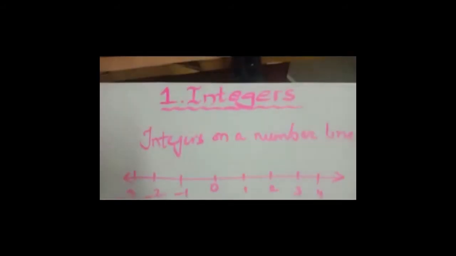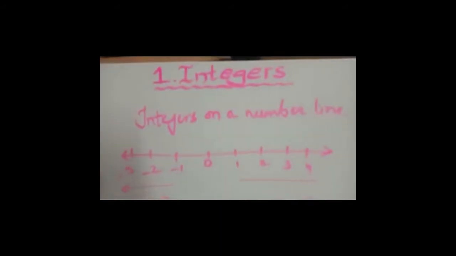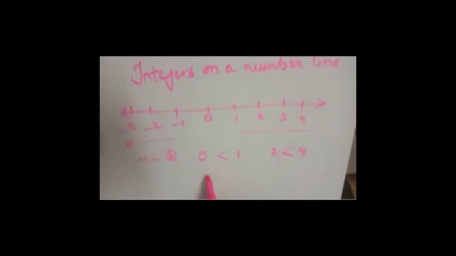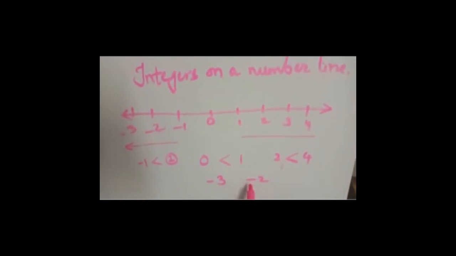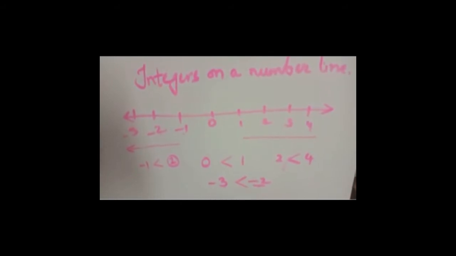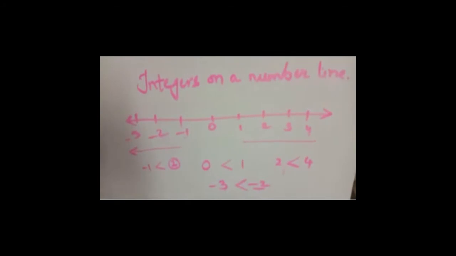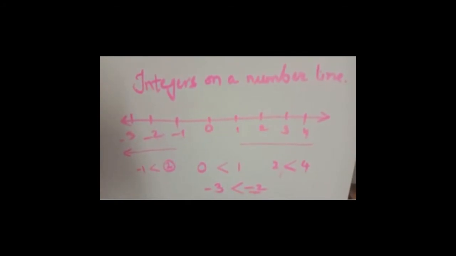But if you are comparing two negative numbers, like -3 and -2, -2 is the bigger number. Here we can see -1 is the biggest among the negative numbers. So -2 is bigger than -3, and we can write -3 less than -2. Like this, we can compare integers by using the number line.